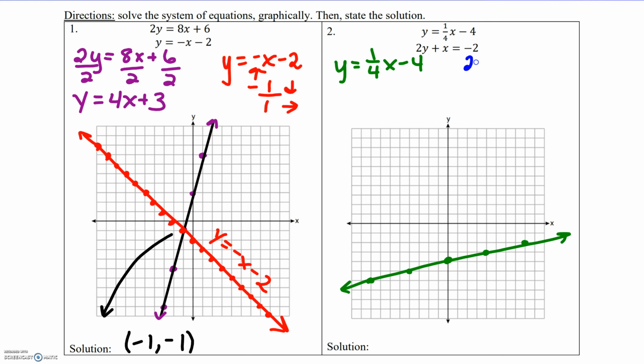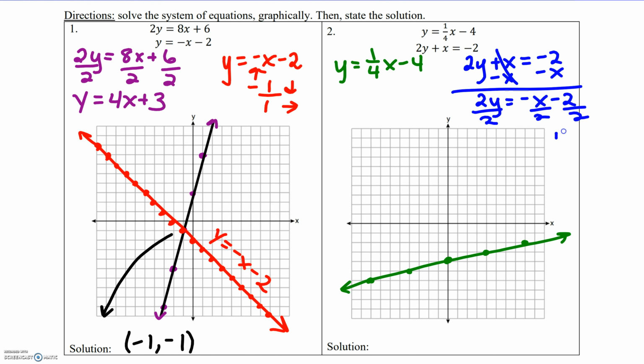And then for the bottom equation, we need to bring the x over to the other side by using inverse operations, and then divide out by 2. So we have y equals -1/2 x minus 1. Just a reminder, the number in front of the x, if you don't see one, is a 1. So start at -1.